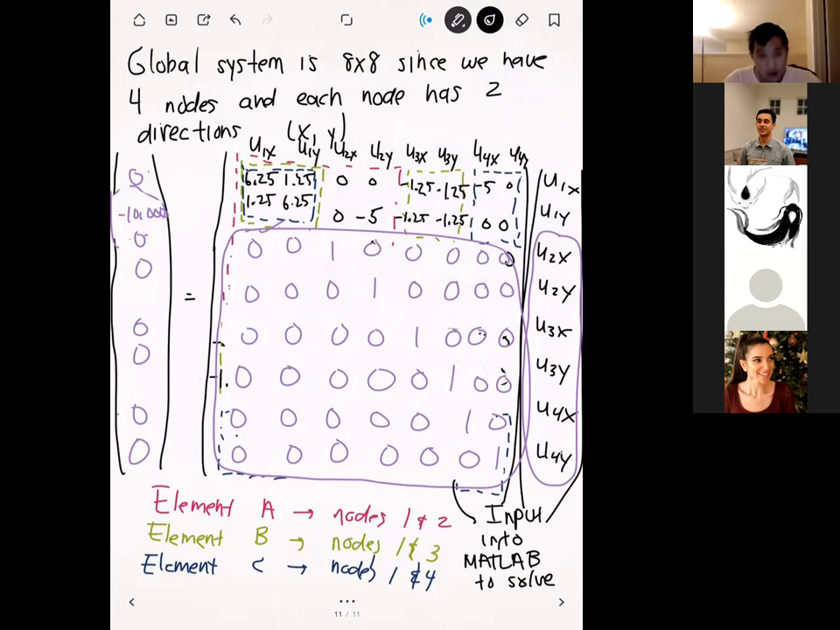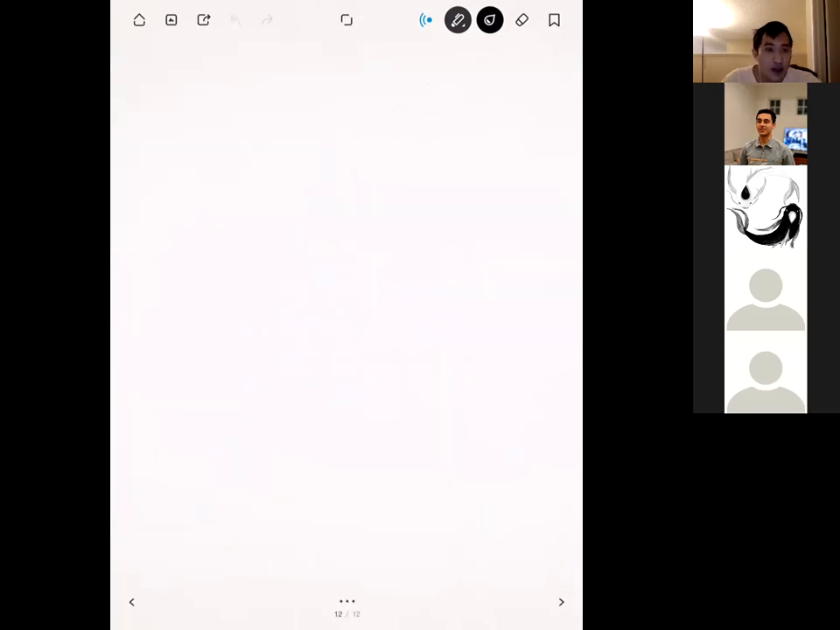Any questions on this before I show you the solution? No questions? Okay. You plug this into MATLAB and then you get the following results. We're going to have 8 solutions here because we have an 8x8 system. Let's start with U1X and U1Y.